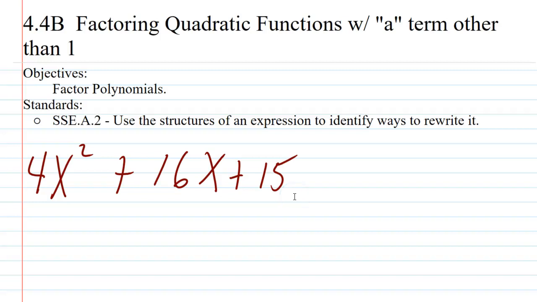Factoring quadratic functions with an a term other than 1. When you have a quadratic expression with an a term other than 1, meaning the number in front of the x squared is not 1, you always want to look for a greatest common factor. It's easiest if we can pull that out.